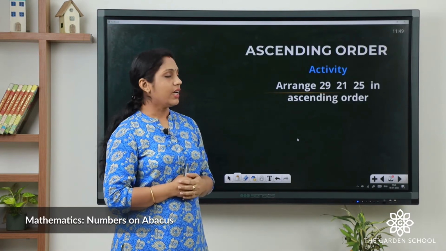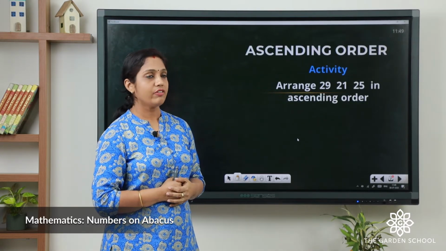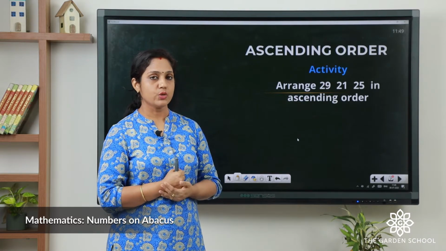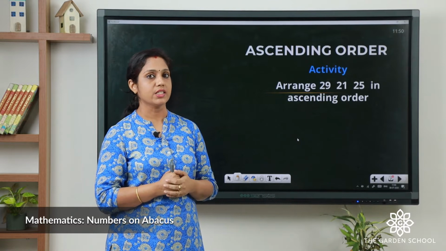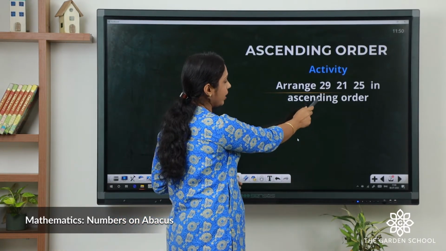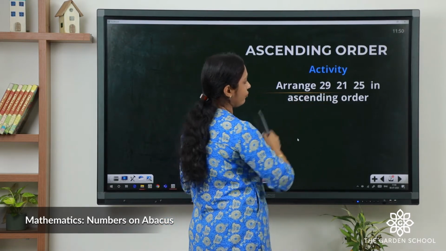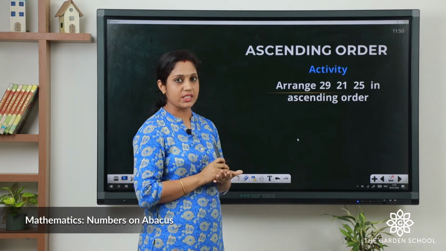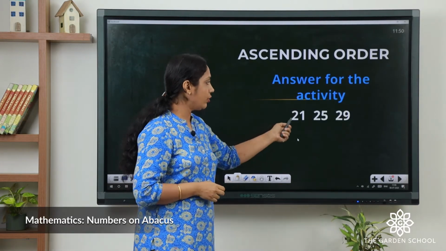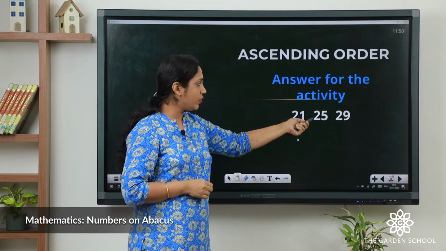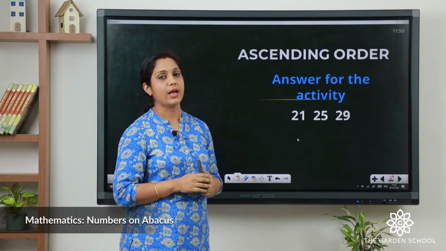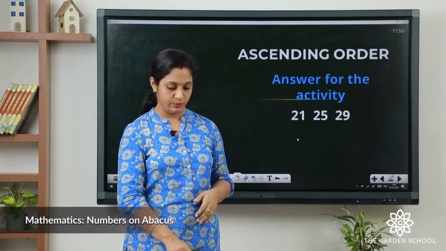So here we can arrange this in ascending order. We have 29, 21 and 25. First, which number do we have to write? The smallest. So how can we write this? We have to find out, is 29 bigger, 21 or 25? We have to take the smallest number first. So 21 is the smallest, then 25 and then 29. This is how we arrange the numbers in ascending order.